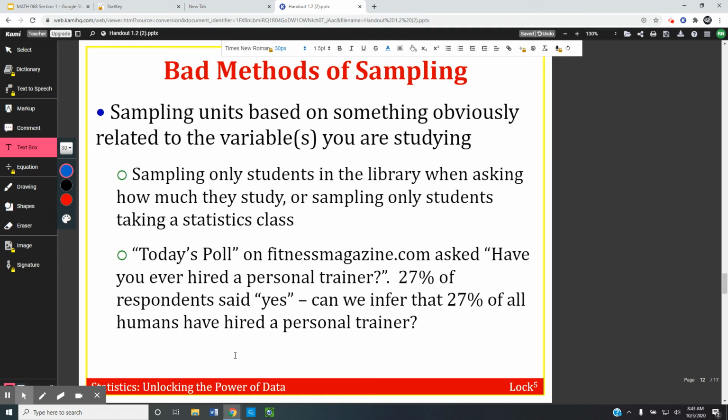Sampling units based on something obviously related to the variable you are studying. For instance, sampling only students in the library when you're asking how much they study. That's the one we just talked about, bias. Go to fitnessmagazine.com. Ask the question, have you hired a personal trainer? Well, first of all, you're on fitnessmagazine.com. People who go there more than likely are into fitness, or they want to be into fitness, and you're asking them. You're not going to get a very good sample at all. So you have bias in both situations given here. These are bad methods of sampling.